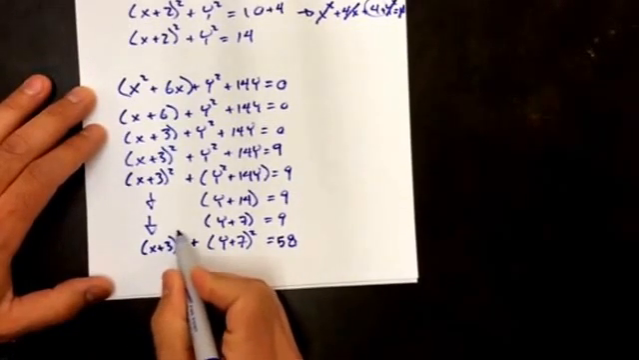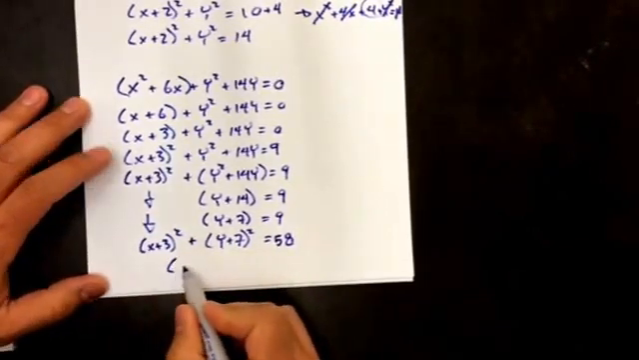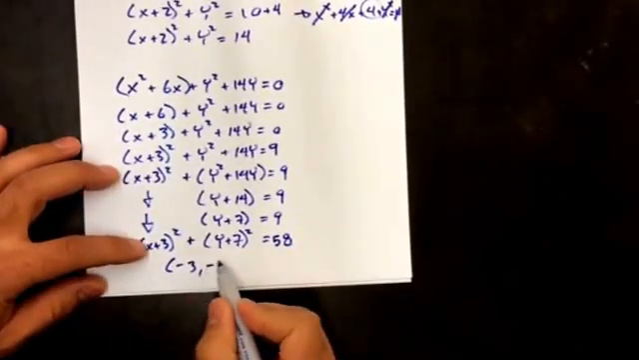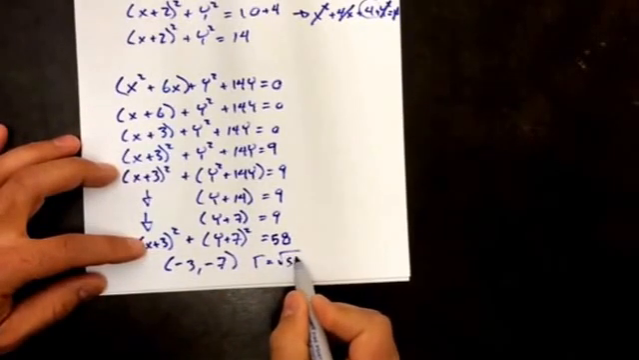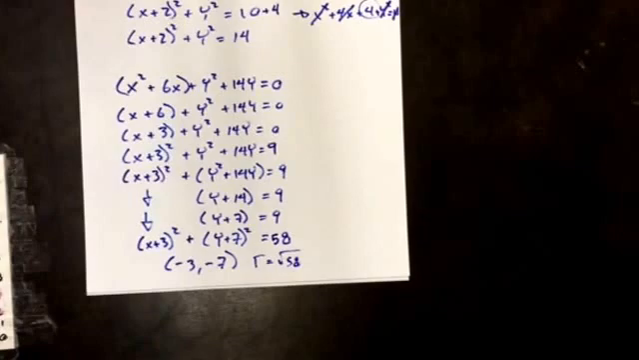Rewrite my x part that came down. So my center is going to be at -3, -7, and my radius is going to be the square root of 58. And that's it. That's how you use completing the square to find out the center and the radius on these guys.